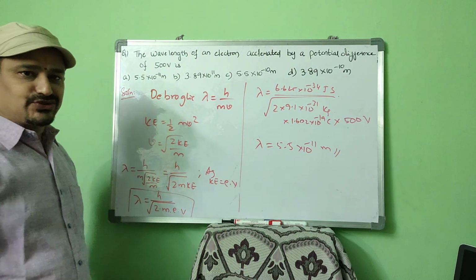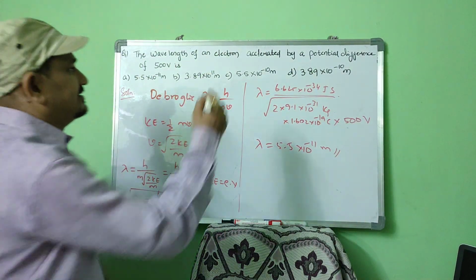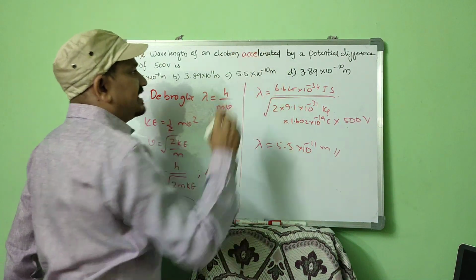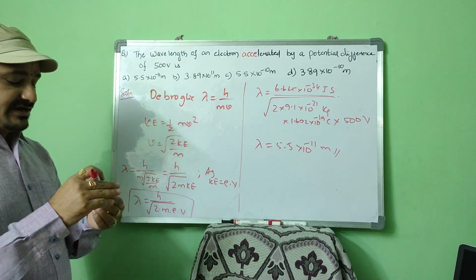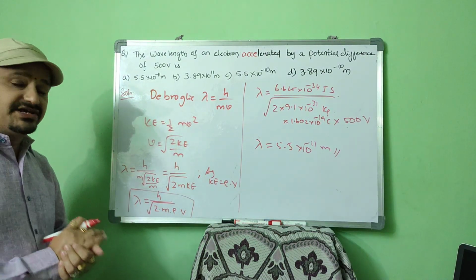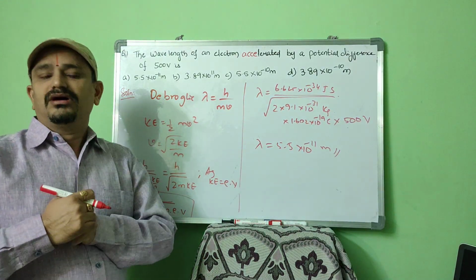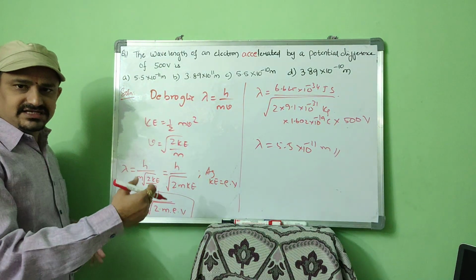This is our next question. The wavelength of an electron accelerated by a potential difference of 500 volts. What's the relation between wavelength and potential difference? Immediately we should get lambda equal to h by root 2 m into potential difference into charge. But let us go through that small derivation part also.